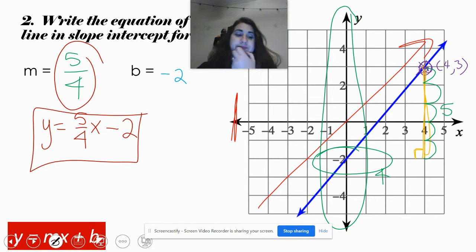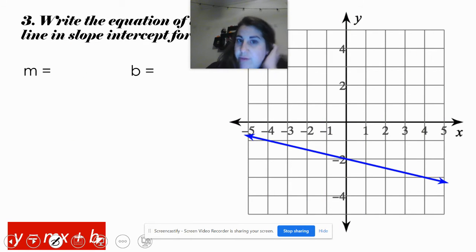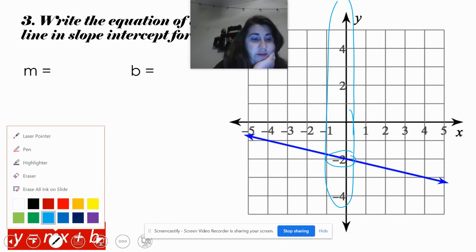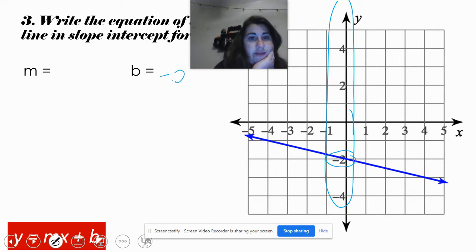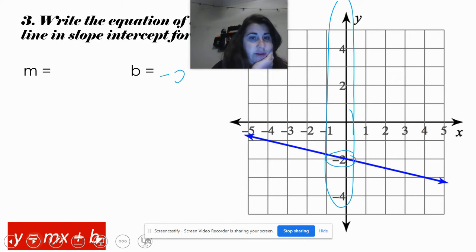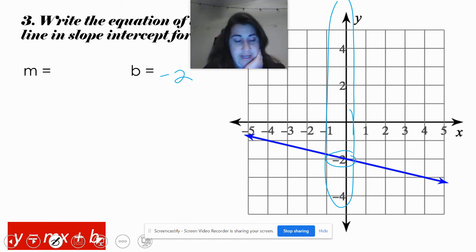So that is my equation. Let's try another one. What do you guys notice about this one? If you notice that it goes through the same place on my y-intercept, so my b is still going to be -2, then you'd be correct. Oh my word. I know I say this every single time and I can't fix it, so I apologize.